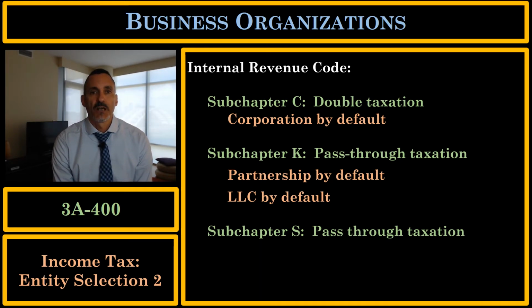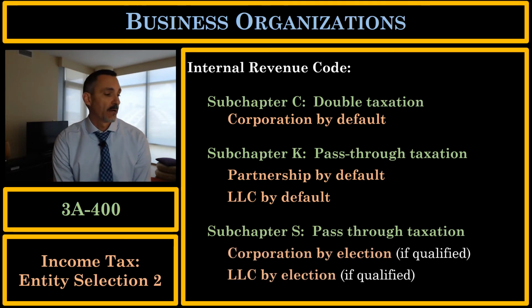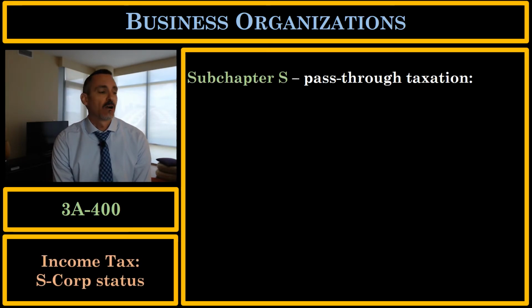The final subchapter that you need to know is subchapter S. It is pass-through taxation for a corporation or an LLC, but only if you elect it and you qualify. There are certain qualifications. Let's talk about those qualifications. All right, so what type of qualifications do you need to qualify for subchapter S pass-through taxation?